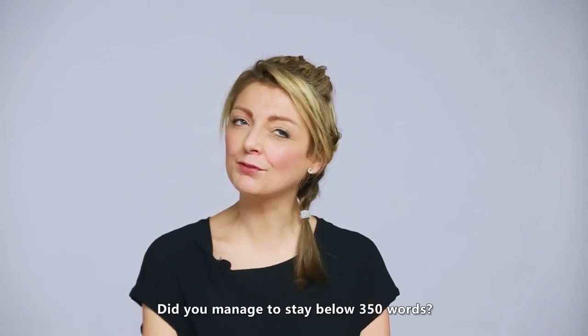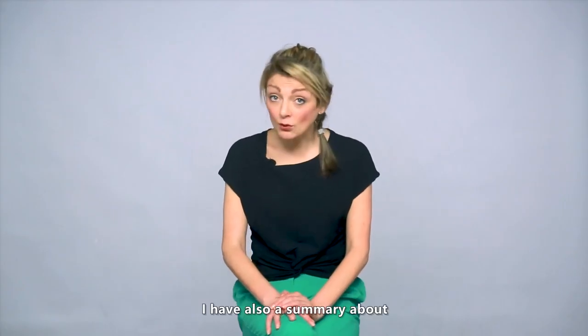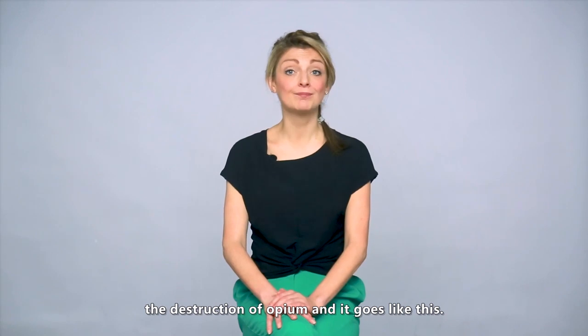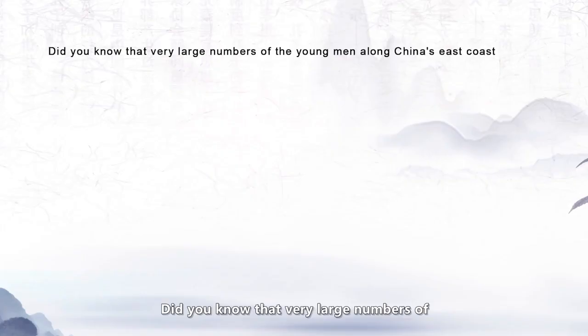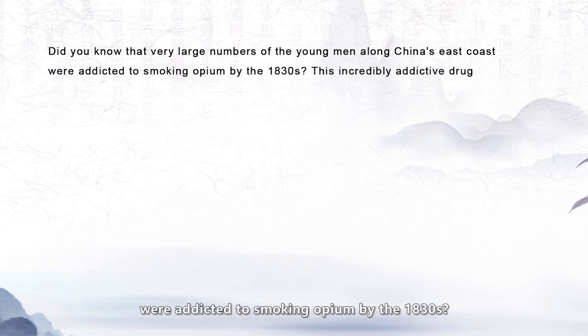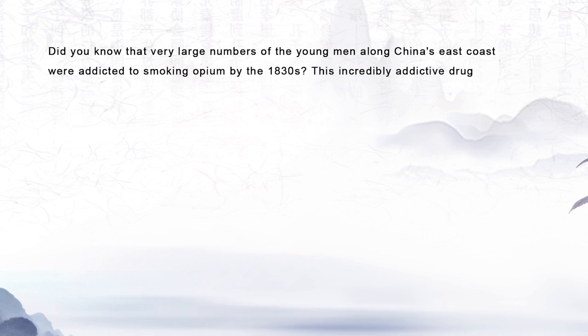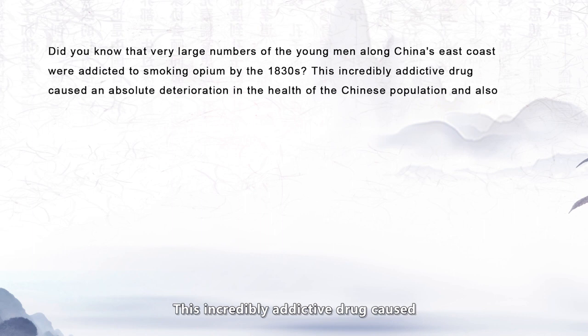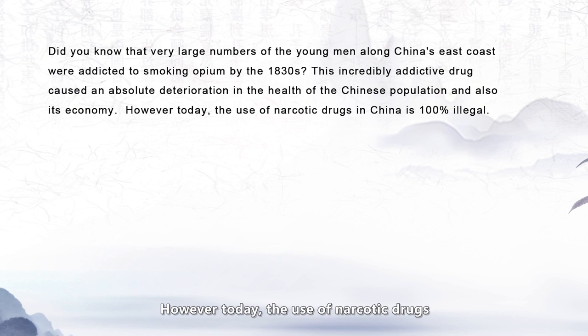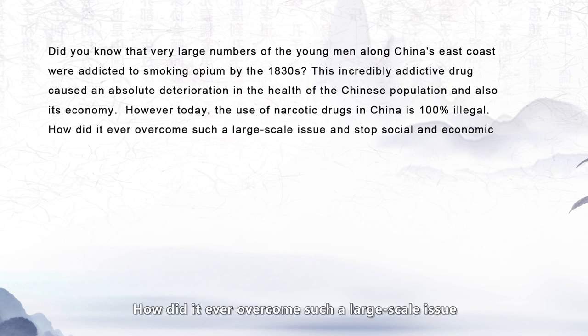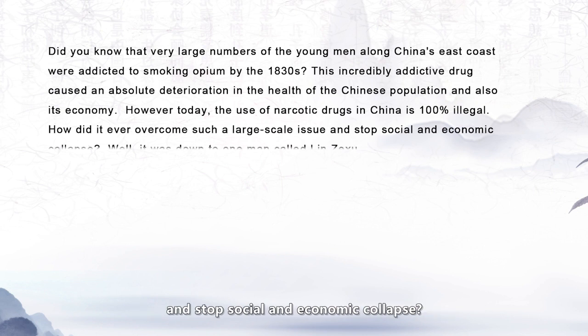Okay, how did you get on? Did you manage to stay below 350 words? I have also a summary about the destruction of opium, and it goes like this. Did you know that very large numbers of the young men along China's east coast were addicted to smoking opium by the 1830s? This incredibly addictive drug caused an absolute deterioration in the health of the Chinese population and also its economy. However, today, the use of narcotic drugs in China is 100% illegal. How did it ever overcome such a large-scale issue and stop social and economic collapse?